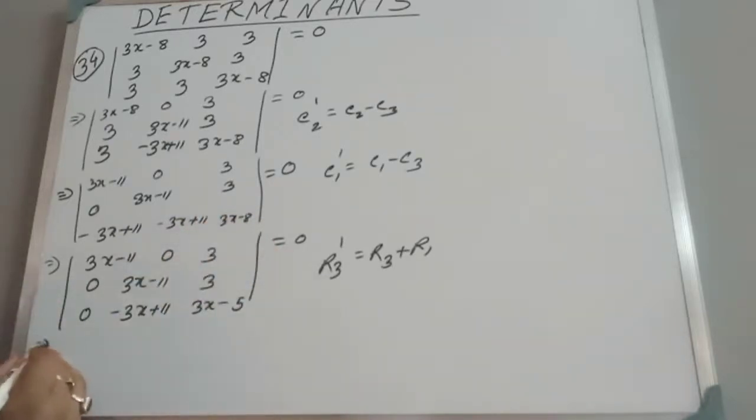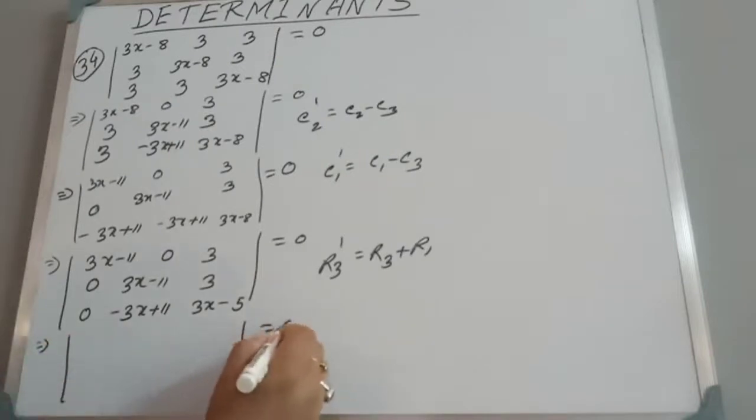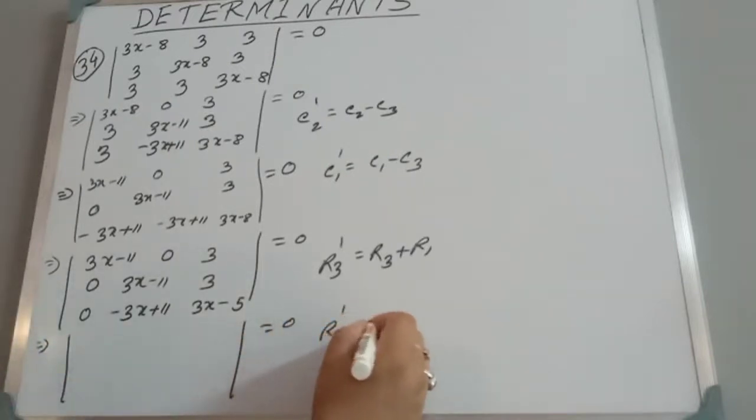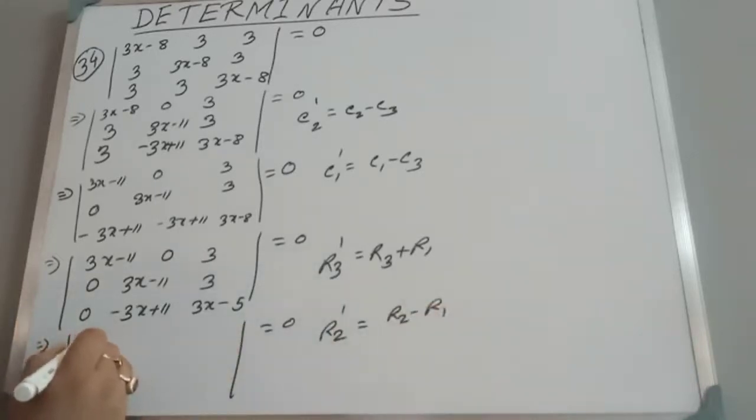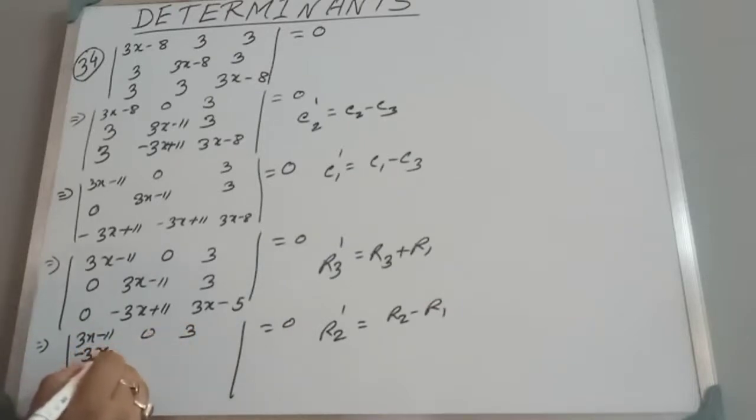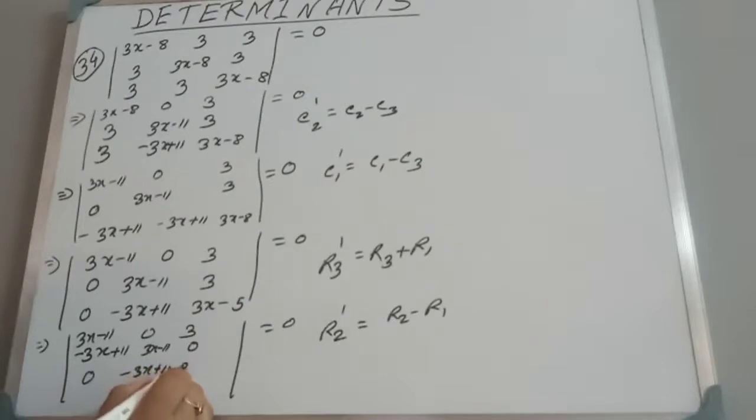Okay. Next operation will be given on the second row. So R2 dashed equals R2 minus R1. What we will do? 3x minus 11, 0, 3. The first row will remain the same. Only the second row will be operated. So minus 3x plus 11, 3x minus 11 and 0 here. Then 0, minus 3x plus 11, 3x minus 5. Okay.